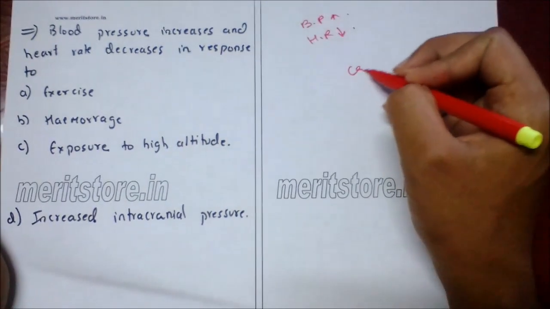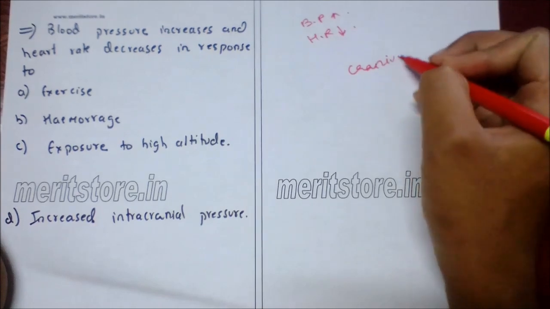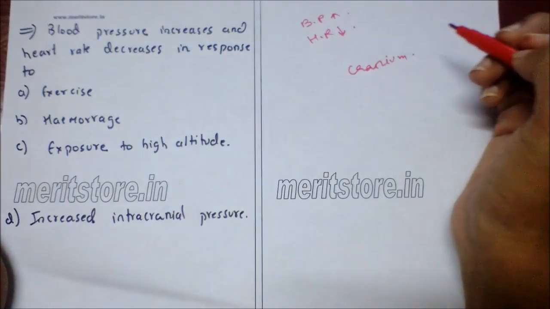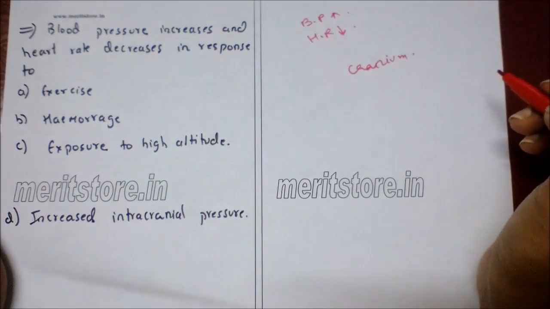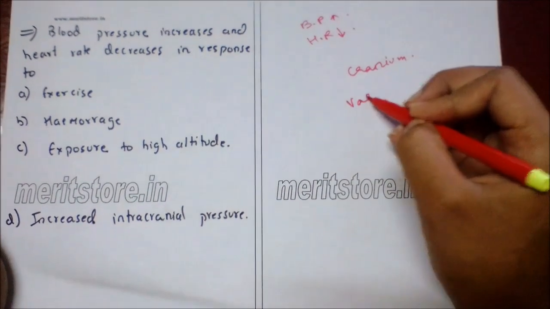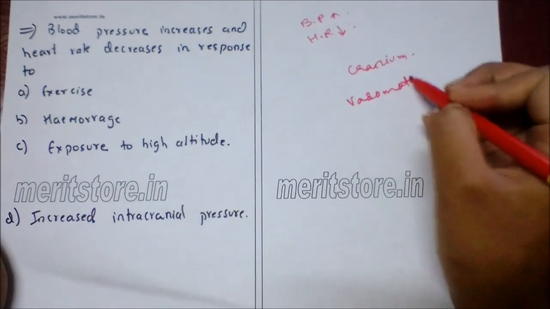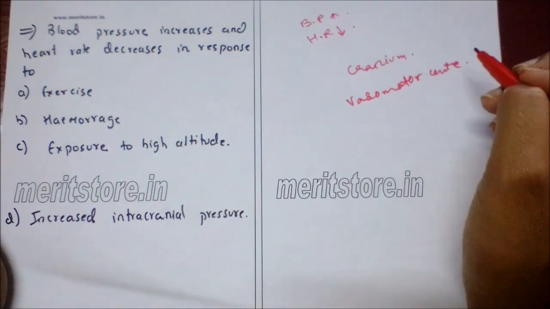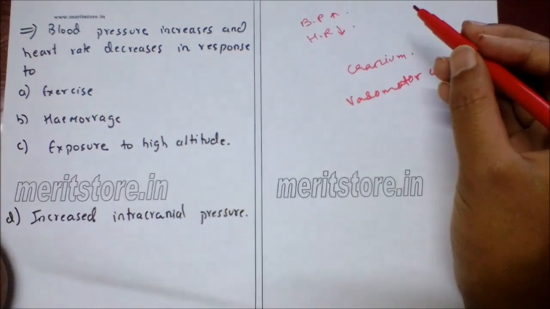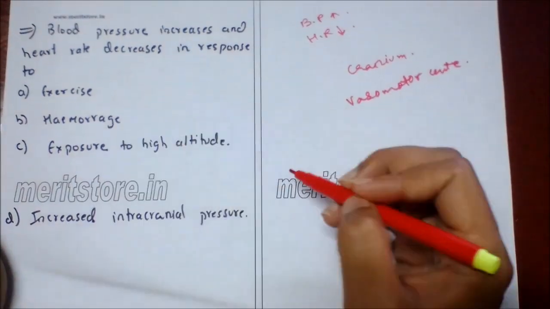pressure inside the cranium, that is skull, the cerebral blood flow is reduced. This increase in pressure also stimulates the vasomotor center and increases systemic blood pressure. So option D is the correct answer.